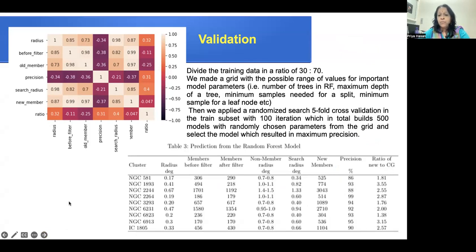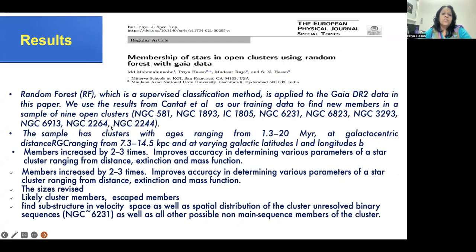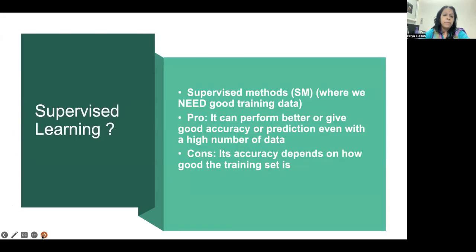And in that way, we are improving the sample which can be used to find out cluster parameters and other important things. So the results: it actually gives us very good enriched membership as well as better data and substructure in velocity space as well as in the sky and in the color magnitude diagram.